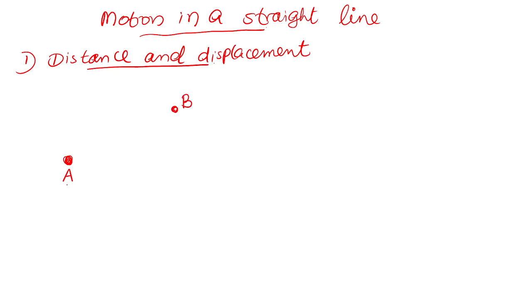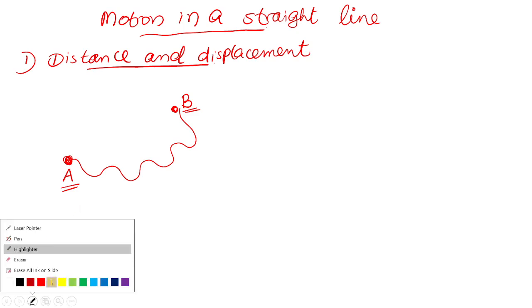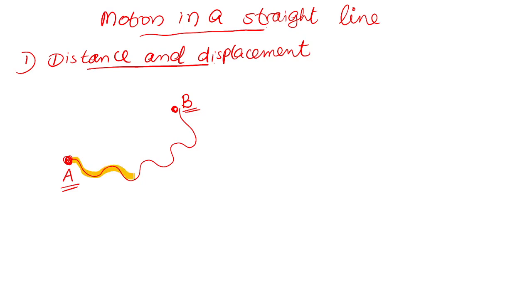Let A be my house and B be the office. From my home I want to go to the office. Suppose this is the road connecting my house and the office. So how much distance shall I travel? I will be traveling by bike or bus or whatever. The distance is actually the path length, the length of the road. Understood? The length of this road is considered as the distance.